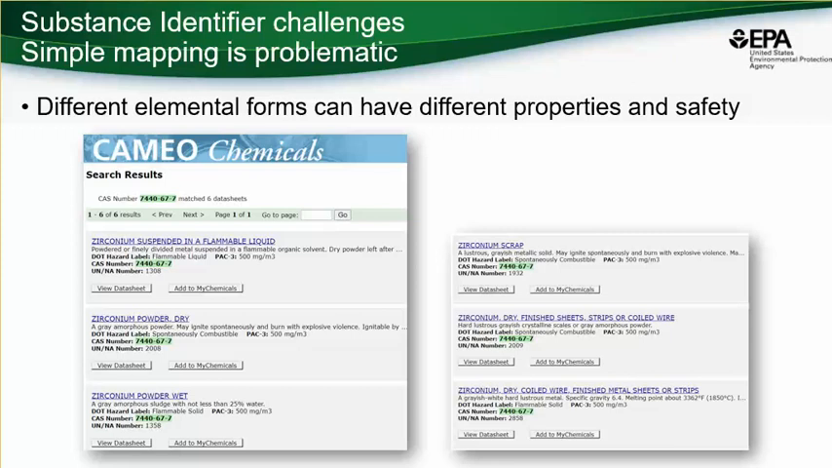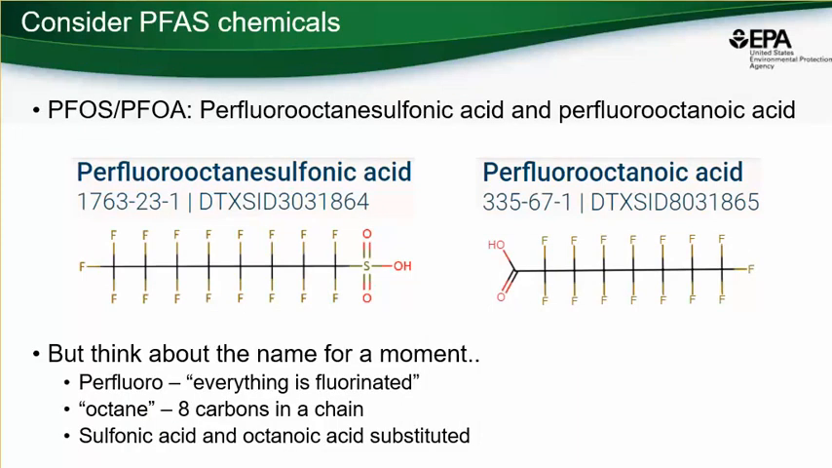In this case, showing on CAMEO Chemicals, we see that the CAS number for zirconium is displayed for 6 separate substances. This is zirconium suspended in a flammable liquid. This is dry zirconium powder. This is wet powder. This is scrap. They're all zirconium. They all have the same CAS number, but they have different properties and safety. Identifiers can be challenging and will only get you part way.